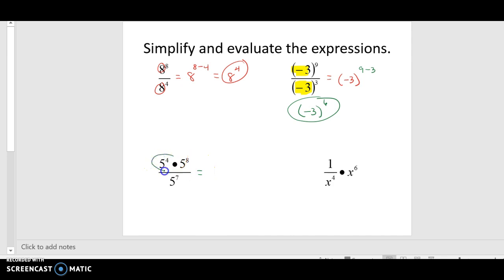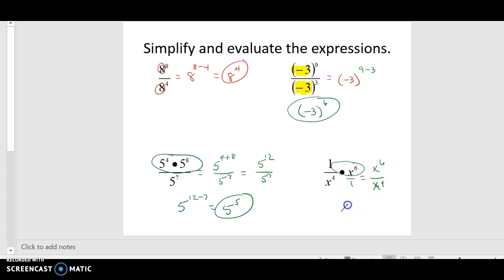Now the next one, what I'm going to do first here is I'm going to multiply. And remember, when you multiply common bases, what do we do with the exponents? We add them. So this would give me 5 to the 12th over 5 to the 7th. And if I go ahead and simplify it further, subtract the exponent, it's 5 to the 5th power. Over here, if I put that over 1 and I multiply across, I'd get x to the 6th over x to the 4th. And if I subtract those exponents, 6 minus 4 would give me x to the 2nd.